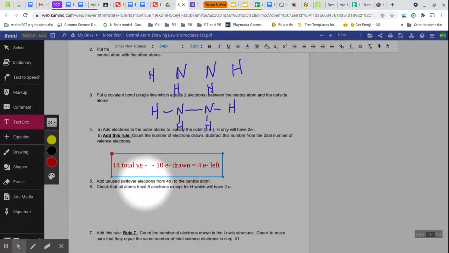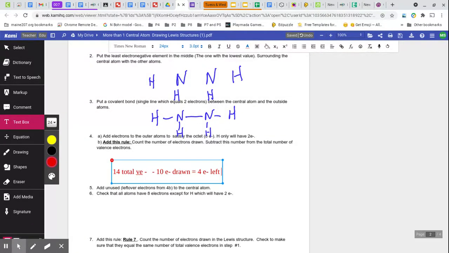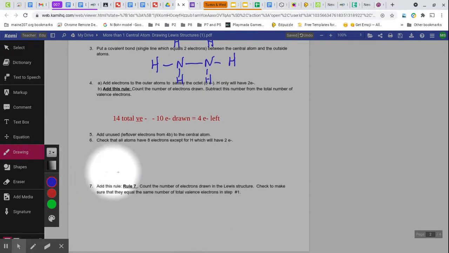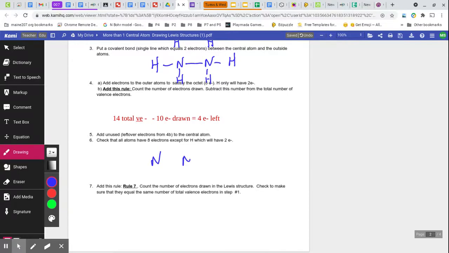Add any unused leftover electrons to the central atom. Check that all have 8 electrons except for H, which will have 2. So I'm going to redraw what I have above, and then I'm going to add my electrons in. So let me scroll up here. All right, so N, H, connect. Okay, and then, all right, it says I have 4 electrons left. So this one I can give 2 to, and this one I can give 2.